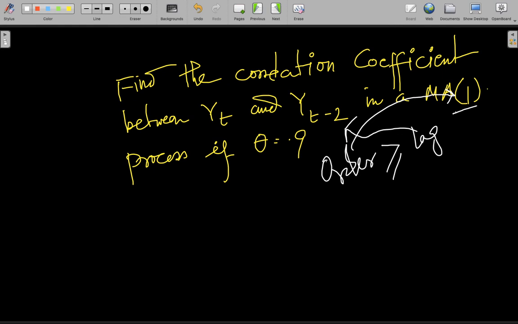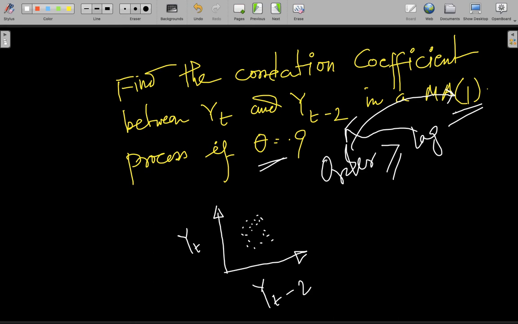So in this case again you will see the same thing, there will be no correlation, and this value of theta is given just to confuse you. Here you have Yt and Yt minus 2, so you will have no correlation. But if I had asked you about Yt minus 1, then you could get a value of the ACF using the value of theta.